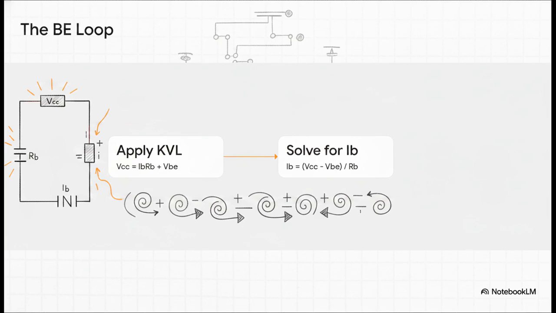Starting from the top, we've got our supply voltage, VCC. Now, as the current travels down, it drops across the base resistor, giving us IB times RB. Then it drops across the transistor's base emitter junction, which is VBE. So VCC equals IB times RB plus VBE. With just a little bit of basic algebra from the notes, we isolate the base current, and we get IB equals VCC minus VBE all divided by RB. Honestly, it's a super clean, elegant equation.